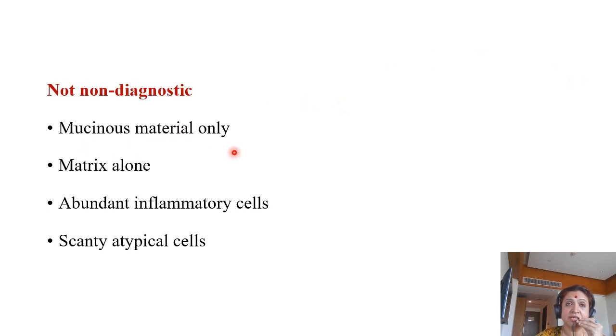Mind you, the mucinous material only. You have to be very cautious when you are interpreting an FNA containing mucinous material because in a low-grade mucoepidermoid, the cells can be quite scanty. So you have to correlate clinically, radiologically, and then word your report accordingly. Matrix alone also doesn't make it non-diagnostic because chondromyxoid matrix in a pleomorphic adenoma, sometimes when you aspirate, that is the only material that you get. Abundant inflammatory cells is again not non-diagnostic. Scanty atypical cells: however scanty, if the smear contains atypical cells, it is not a non-diagnostic category.